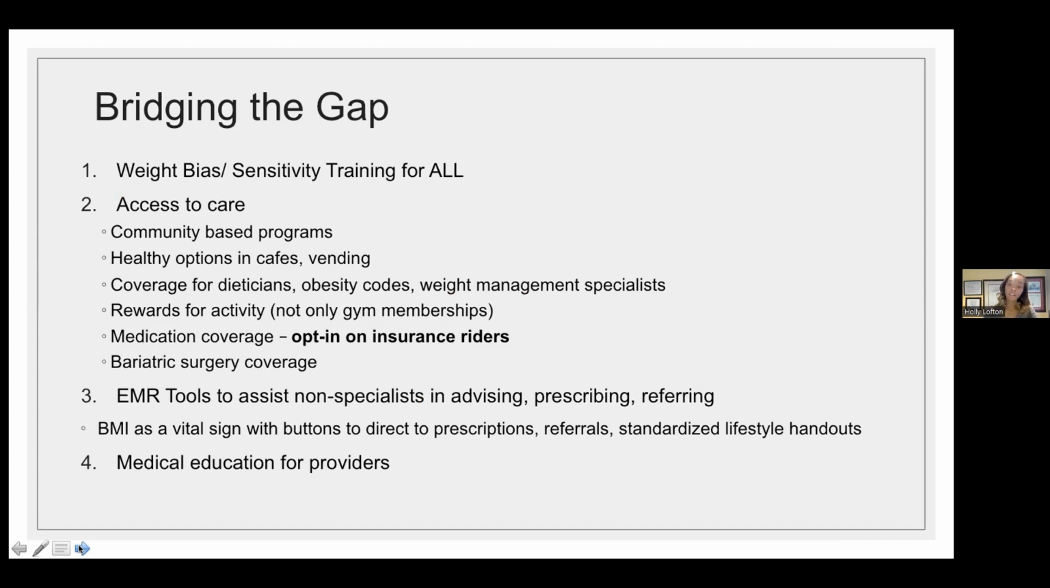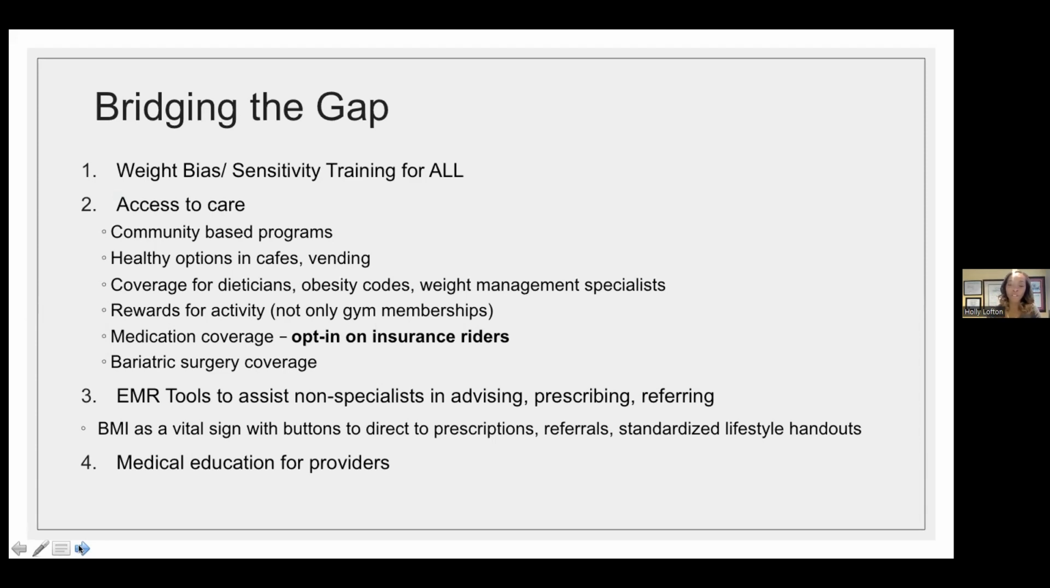Improving access to care, having community-based programs that are easily accessible, whether they're online or the patient is going to a physical place. I know the VA centers have a MOVE program that gives group therapy for weight management that has been effective. Having healthy options like fruit stands, but also in cafes, vending machines, coverage for dietitians, using obesity codes to diagnose obesity, and really associating the obesity code with the treatment.